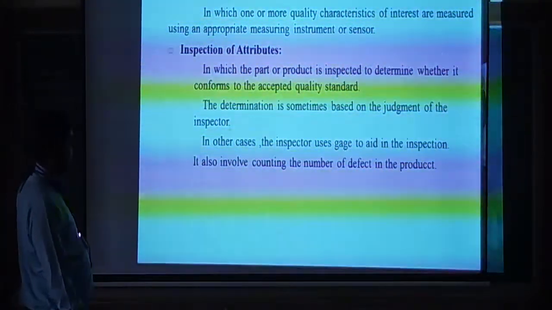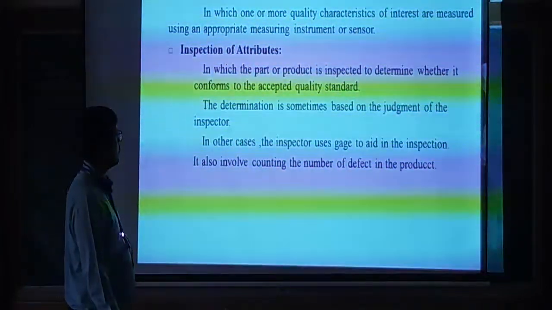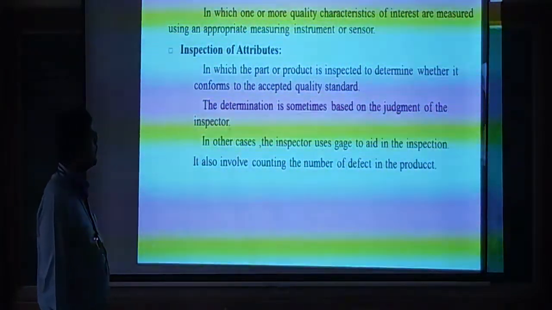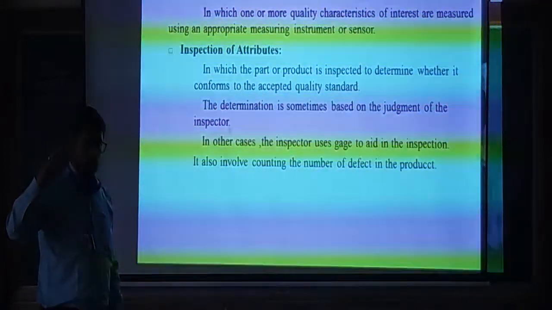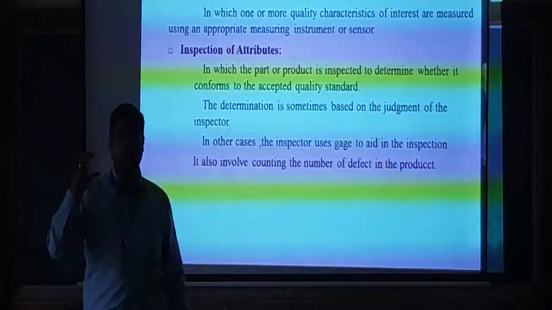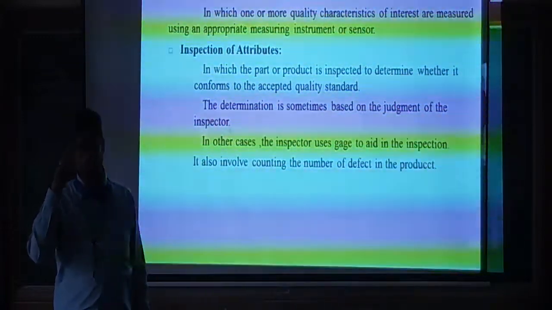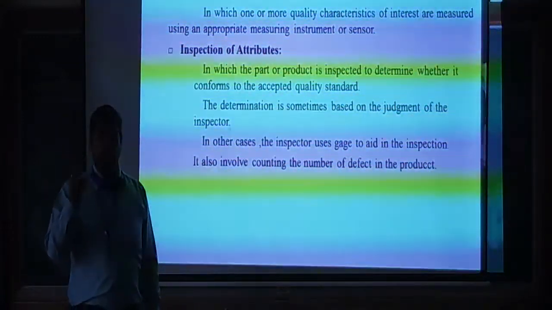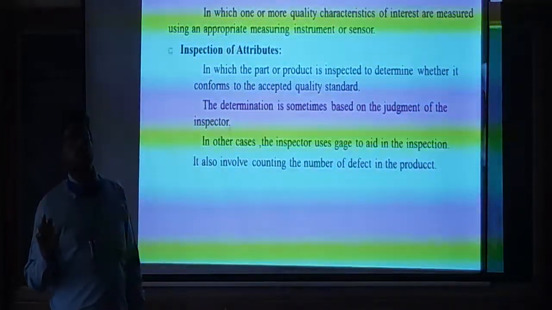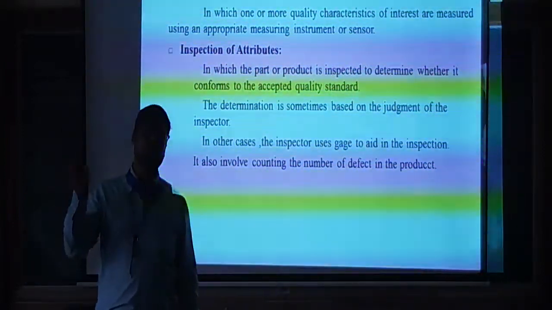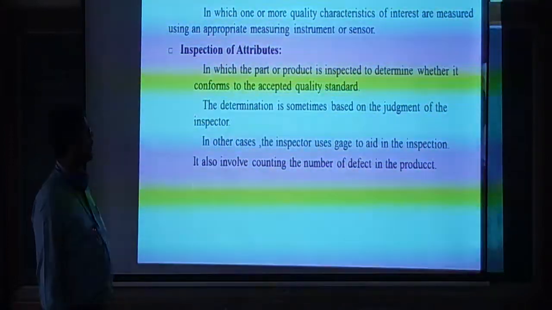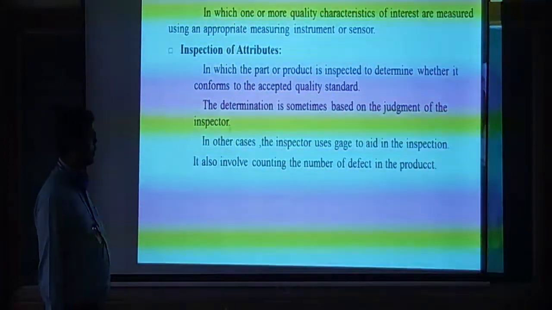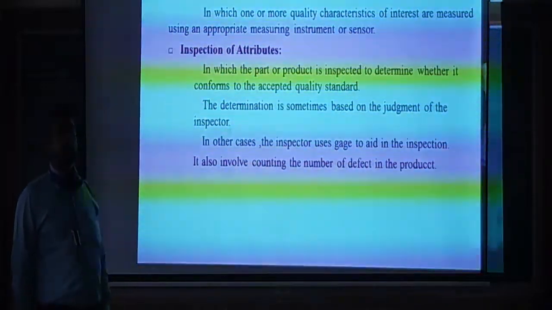This is what we call quality conformance, to confirm the part meets the accepted quality standard, with the help of the tolerance band given for that particular part. If it is conforming, then we accept that part. If it is non-conforming, we reject that part. So that is the attribute, for the part or the product.